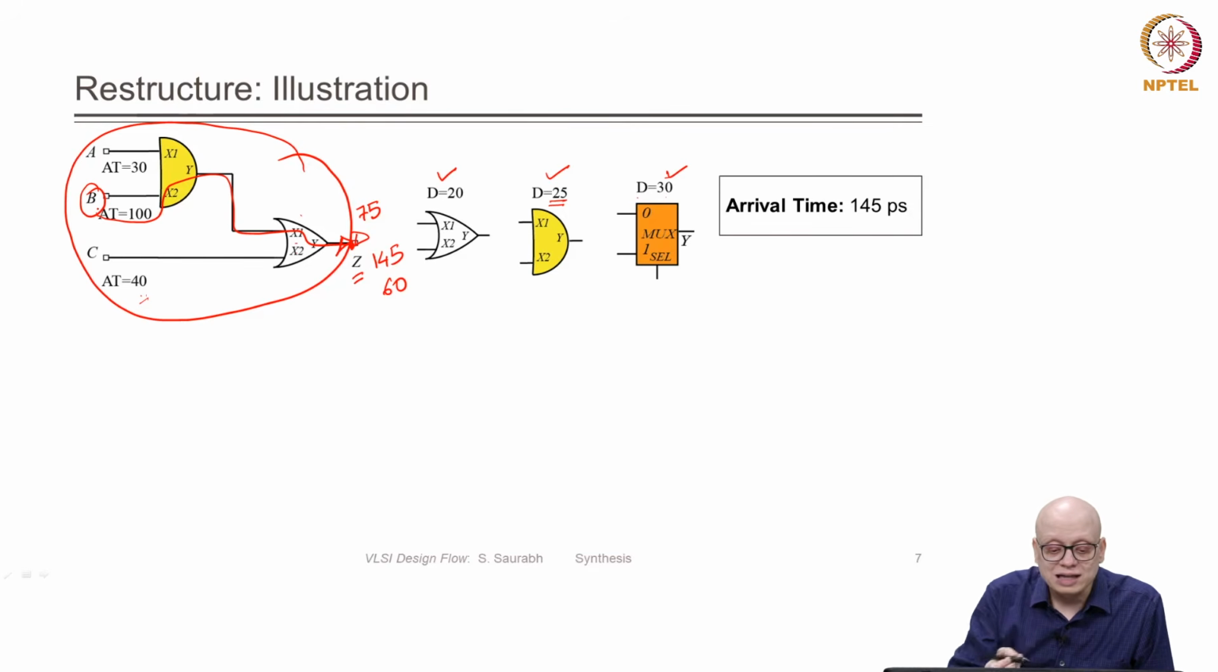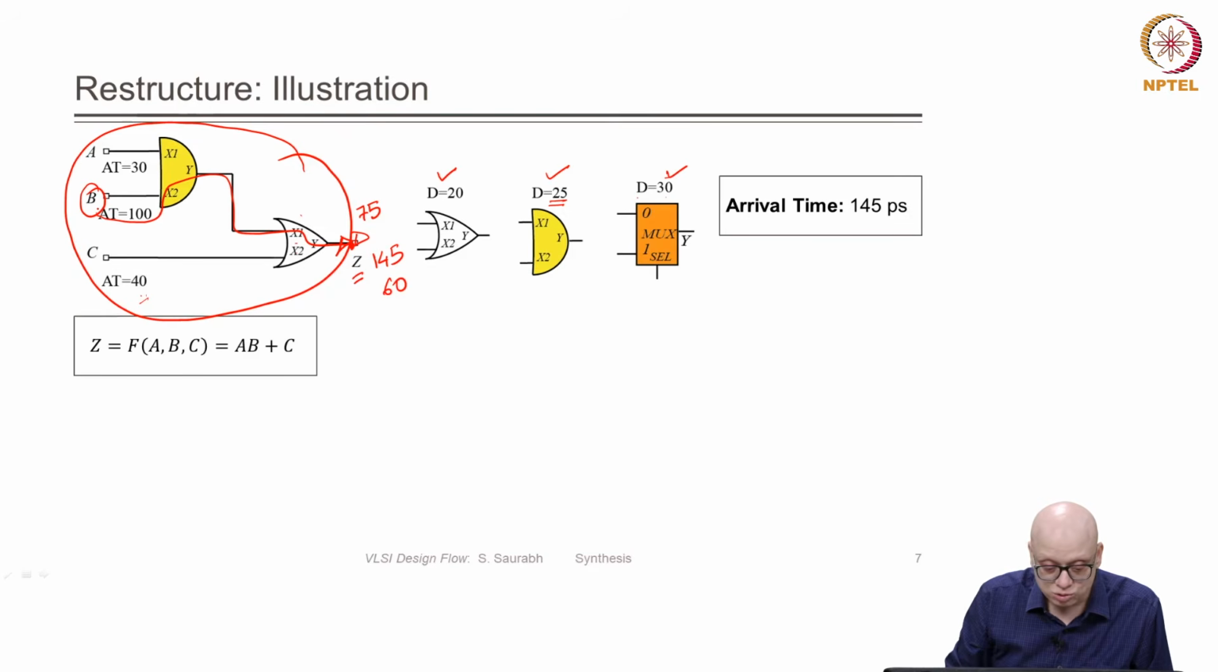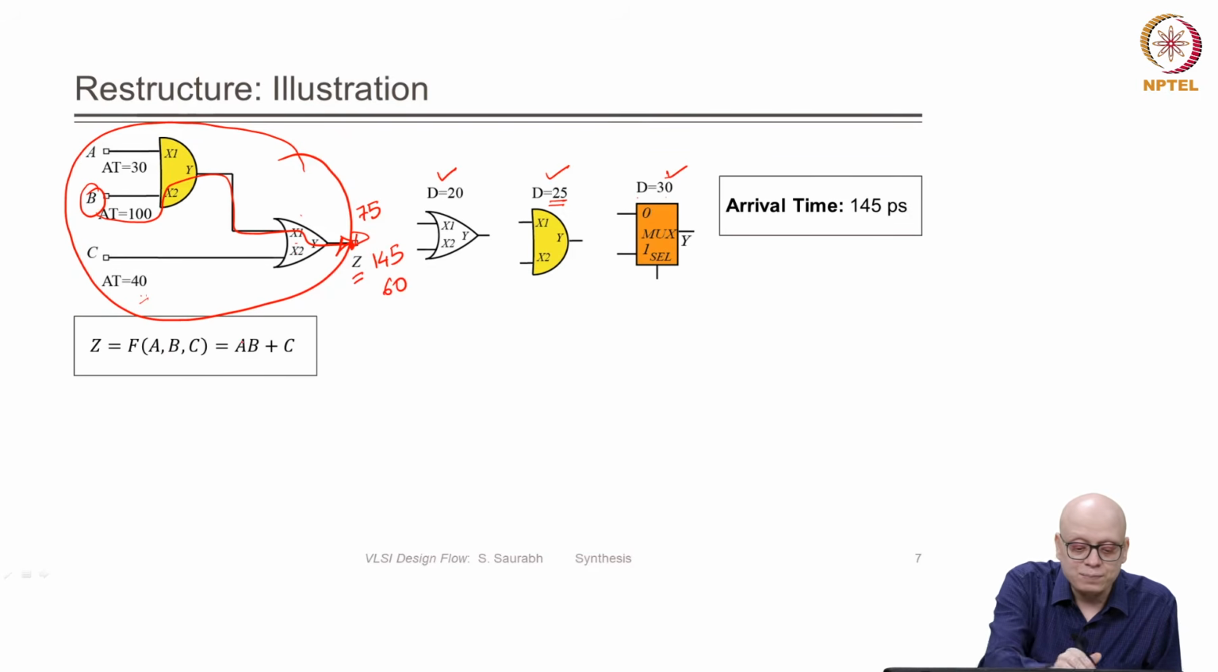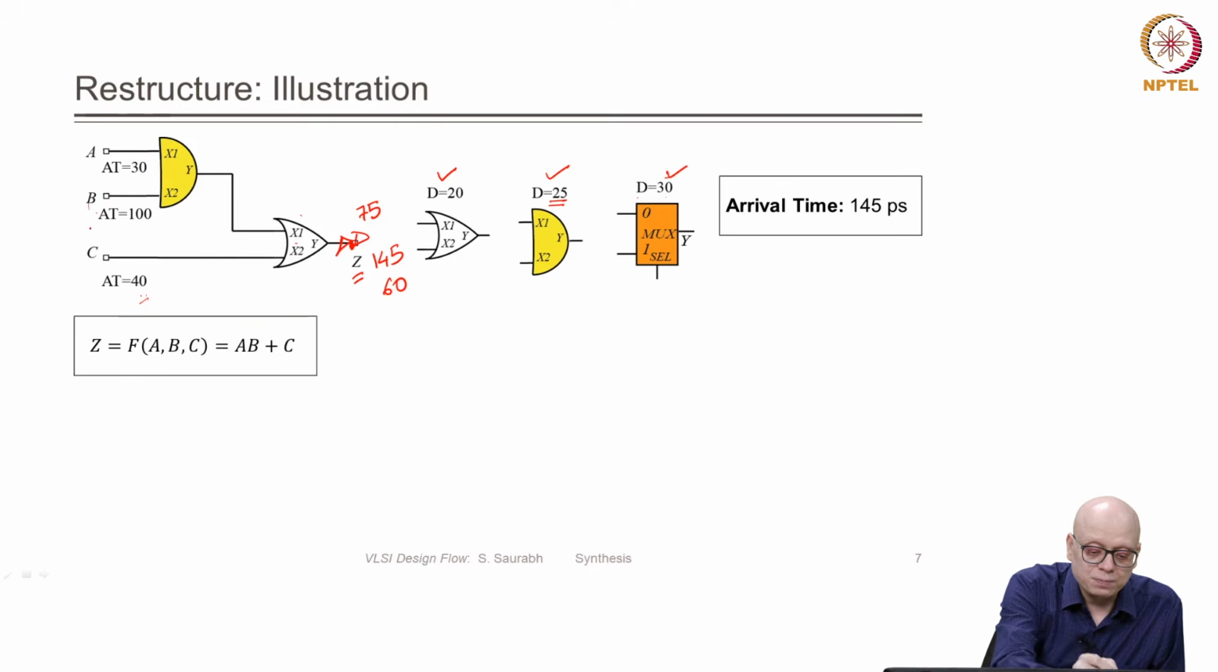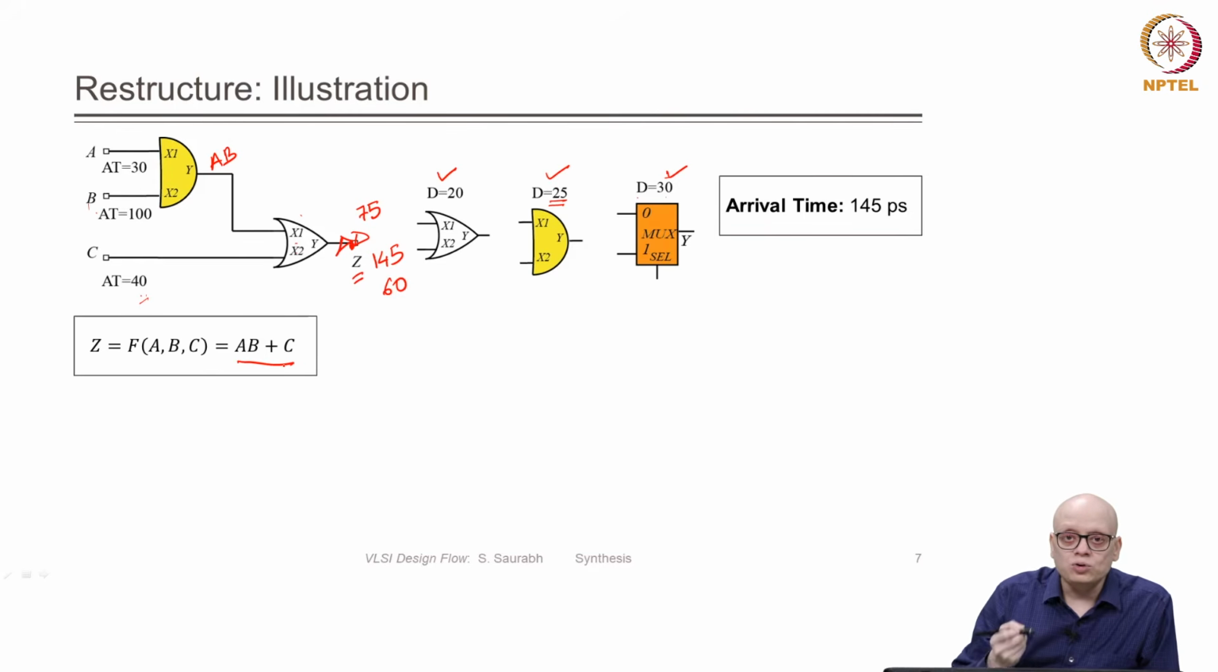So, first let us see what Z is implementing. Z is implementing AB, right. So, this is AB and this is an OR gate. So, we have AB plus C. Now, we want to do a Shannon expansion of this function with respect to B. Why with respect to B? Because this path through B was the most timing critical, right. We want to improve the timing of that path.